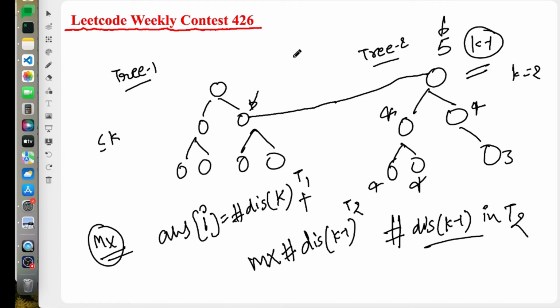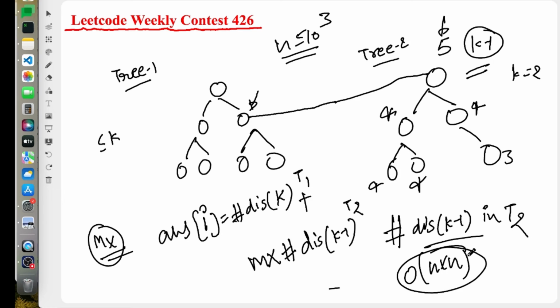Yeah, so see, your n is less than or equal to 10 to the power 3, right? So you can do n square complexity. So for each node I'll be finding the number of nodes at a distance of k, and here the number of nodes at a distance of k minus 1, right? So for each node it's order of n, and to find the number of nodes at a distance of k minus 1 for each node, that would again be order of n. So total complexity is order of n into n, which is order of n square. Now let's see how we can write code for it.